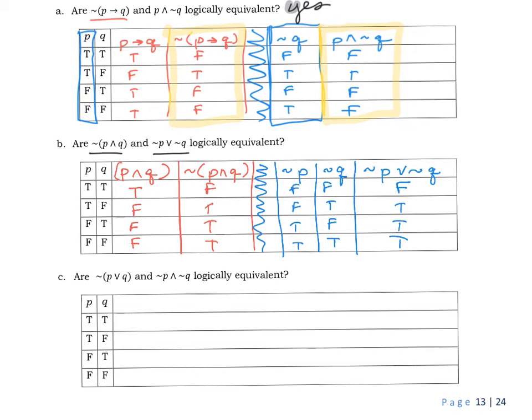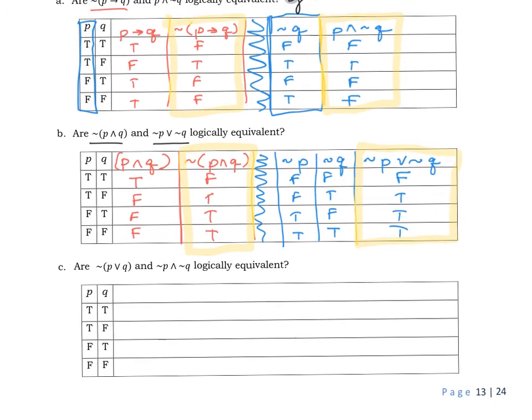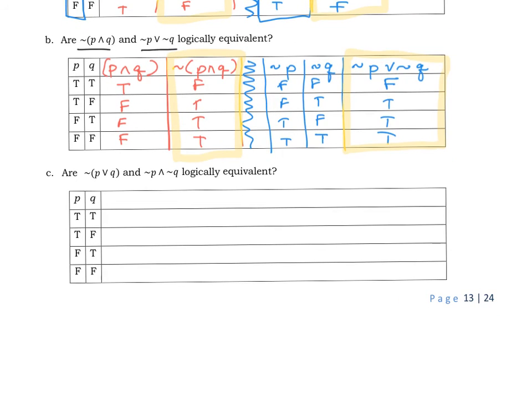So now we're figuring out, are these logically equivalent? Yes, they are. Okay. So then the last one is we're going to look at the negation of a disjunction. And we'll see if these two are logically equivalent. Those two statements are logically equivalent.